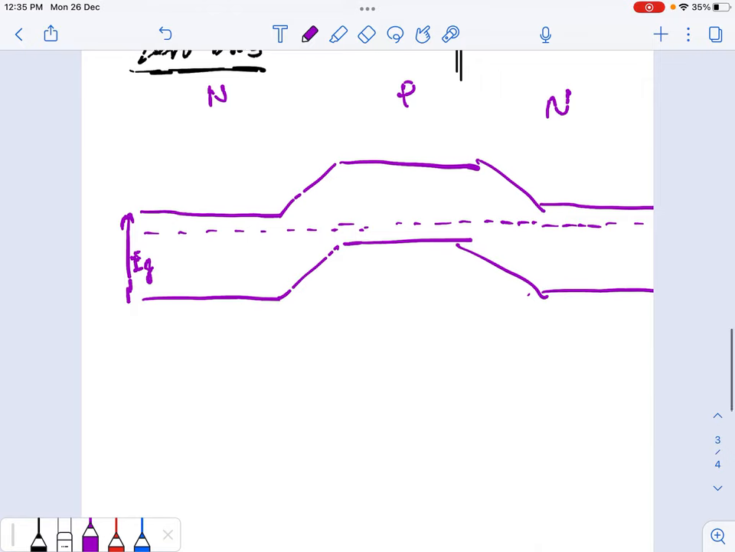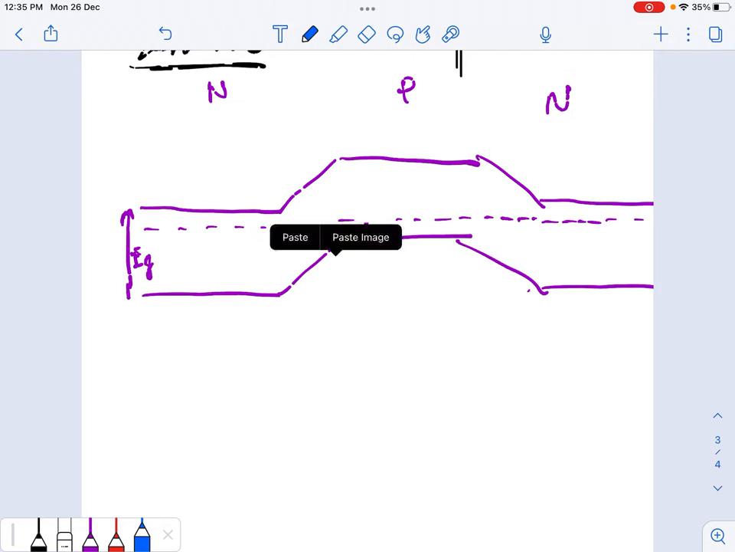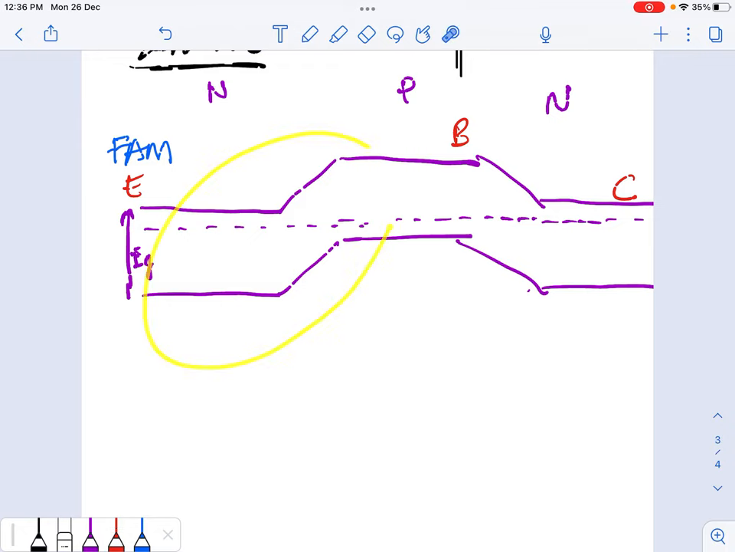Now we want to make it into forward active mode. So how do we change it to the forward active mode? Number one, first the NP here, the first is the base. So this is the emitter, this is the base, this is the collector side. Now we want to forward bias this junction over here. If we want to forward bias this junction, the Fermi level will not be continuous anymore.